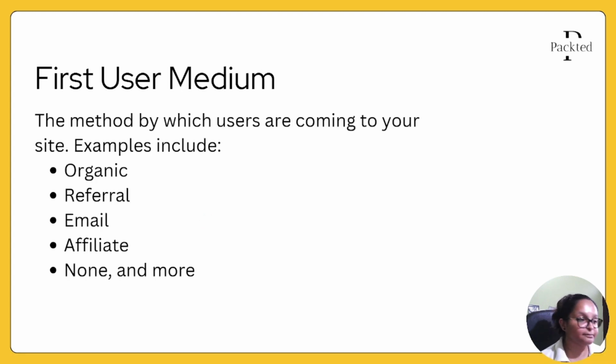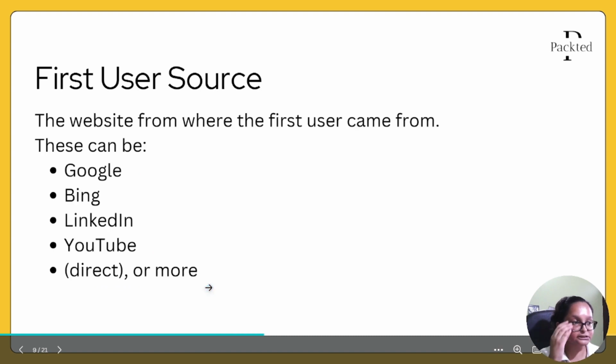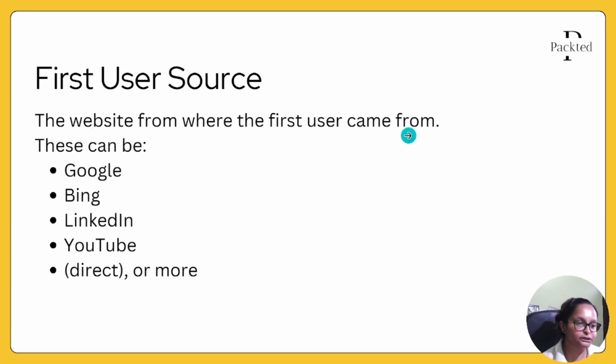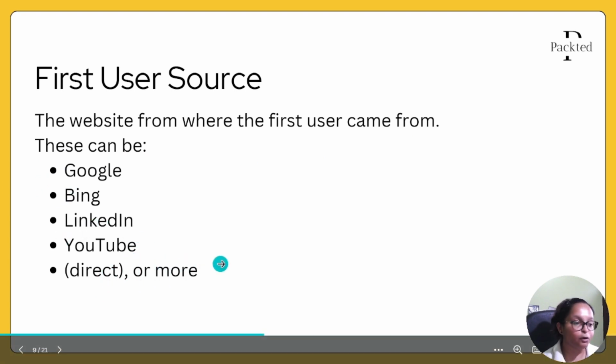The next dimension is the first user medium. It tells you the method or the medium from where the users are coming to your site. Examples can include organic, referral, email, affiliate, and none, and more. The next is the first user source. It tells you the exact website name where the user is coming from. These can be Google, Bing, LinkedIn, YouTube, direct, or more.